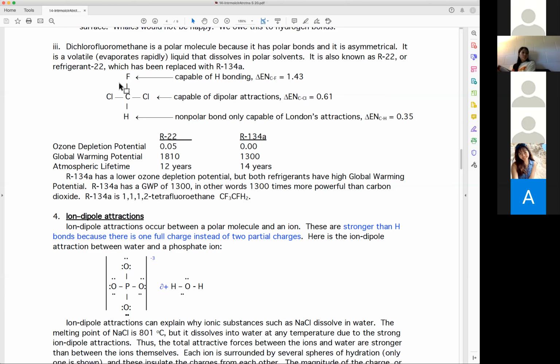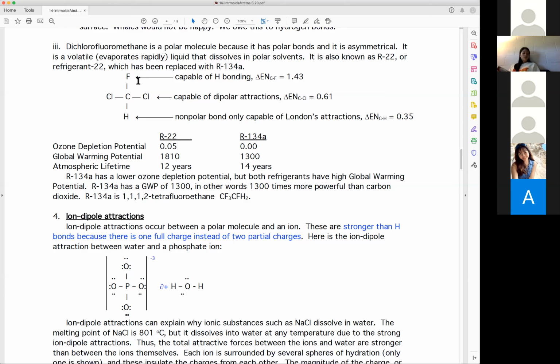They're both polar. They both have fluorine. But is there a hydrogen bond there? This is a non-polar bond, so no. If this molecule has an F, the other molecule would have to have an FH, an OH, or an NH.